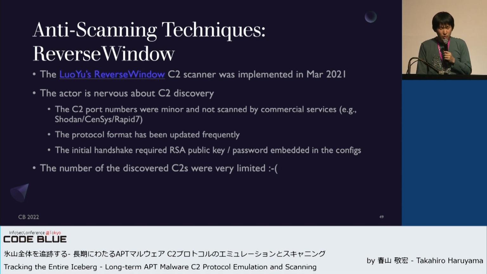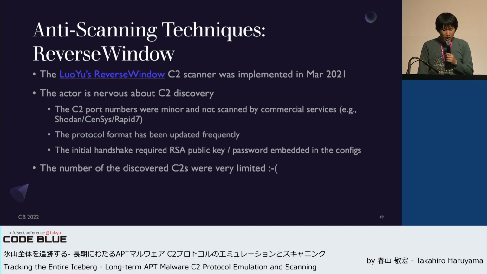I implemented the RUOU's reverse window C2 scanner in March last year. I think this actor is very nervous about C2 discovery because the C2 port numbers were minor and not usually scanned by commercial services. And the protocol format has been updated frequently. At least I implemented 3 different formats.